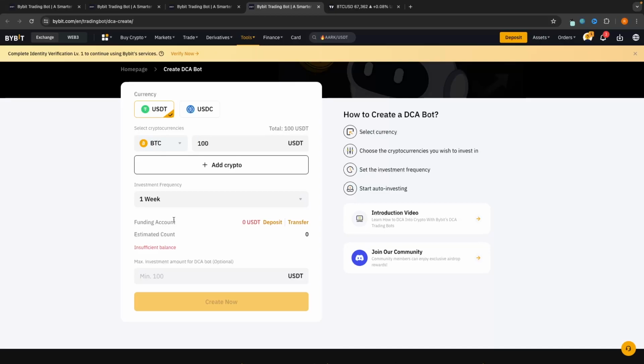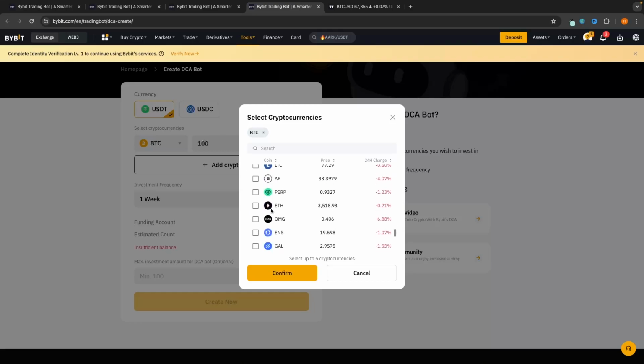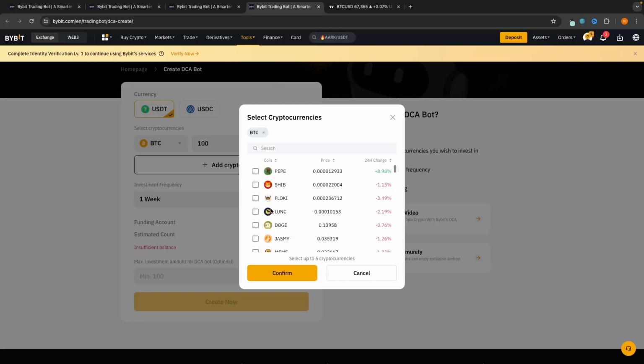We are not trading with leverage here, and this is specifically for investing. So I could buy 100 Bitcoin every week, and then it's just going to store it in my Bybit account. I'm going to hold it in my Bybit account until eventually I want to sell. So we can choose from any of these currencies right here, and we have a lot of coins that we can do this DCA bot for.